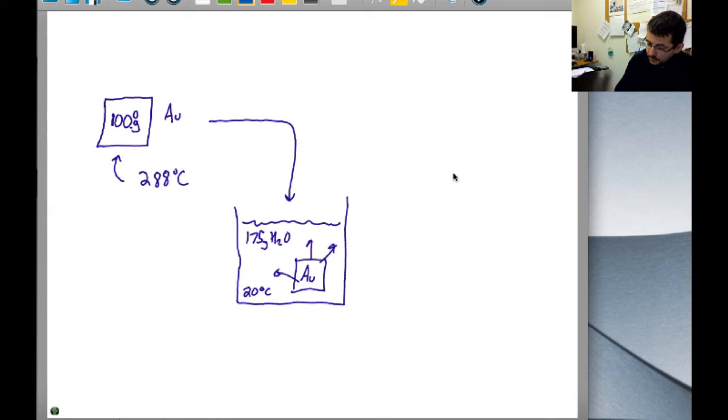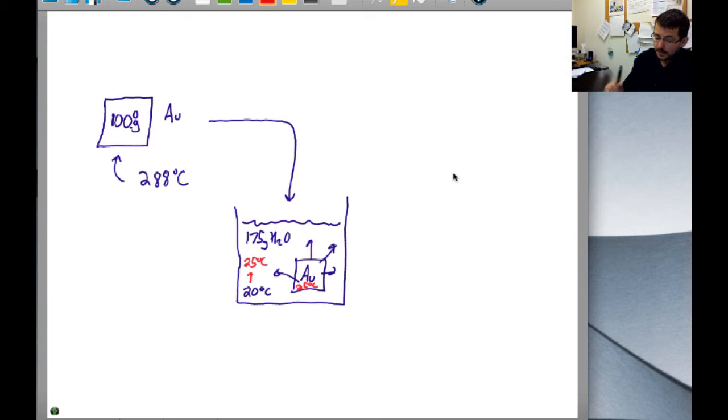the heat out of the gold will flow out of the gold and lead to an increase in the temperature of the water. So the water temperature will increase to 25 degrees centigrade. Now, what's not 100% obvious is that two things in contact with one another will try to equilibrate their temperature. So if the water's at 25 degrees centigrade, that means the gold is also at 25 degrees centigrade.